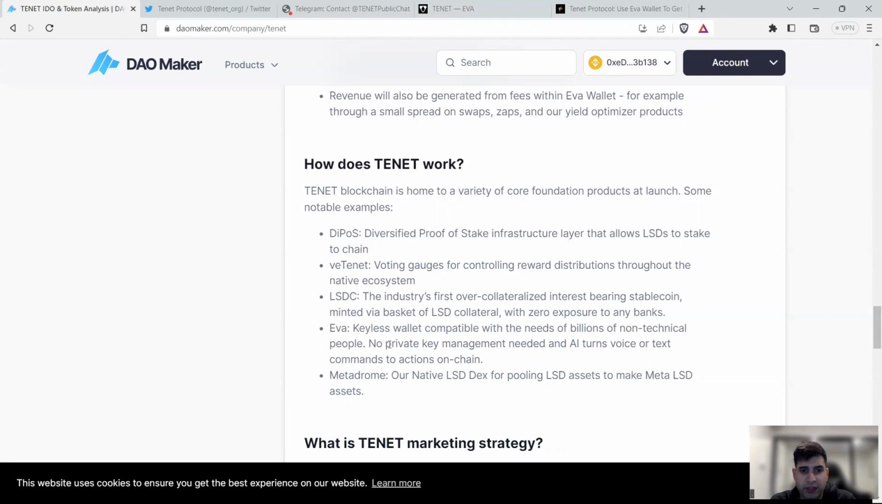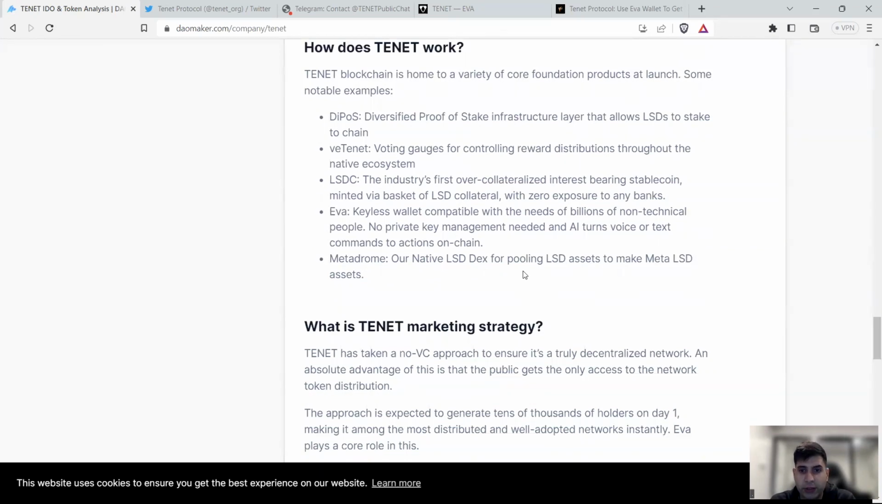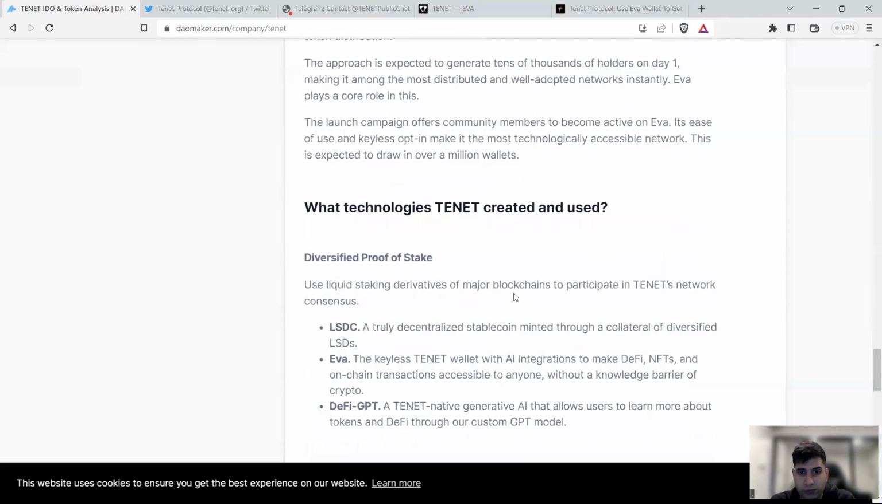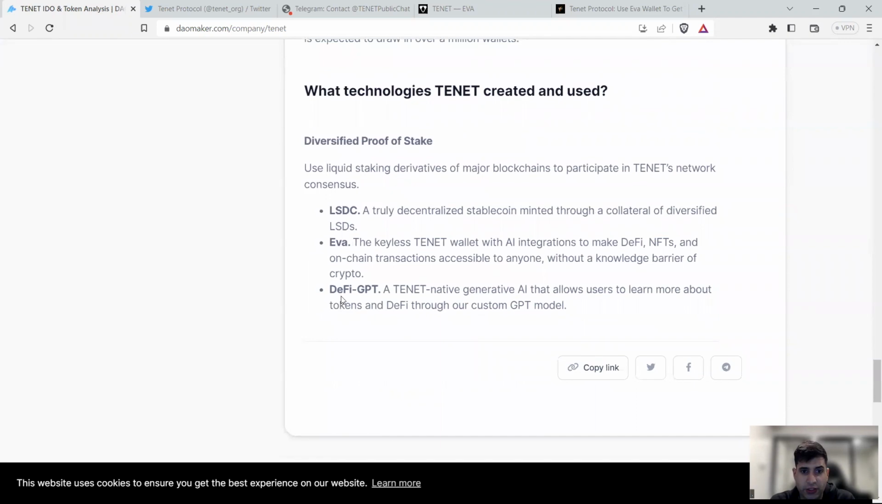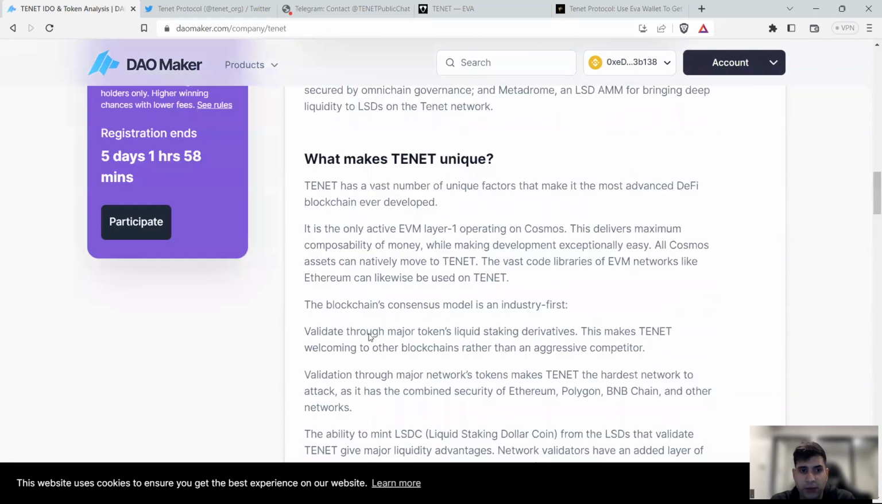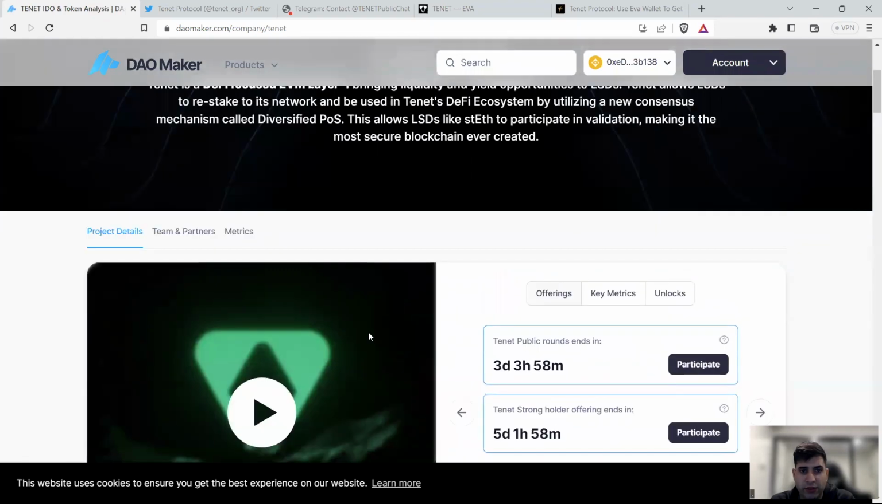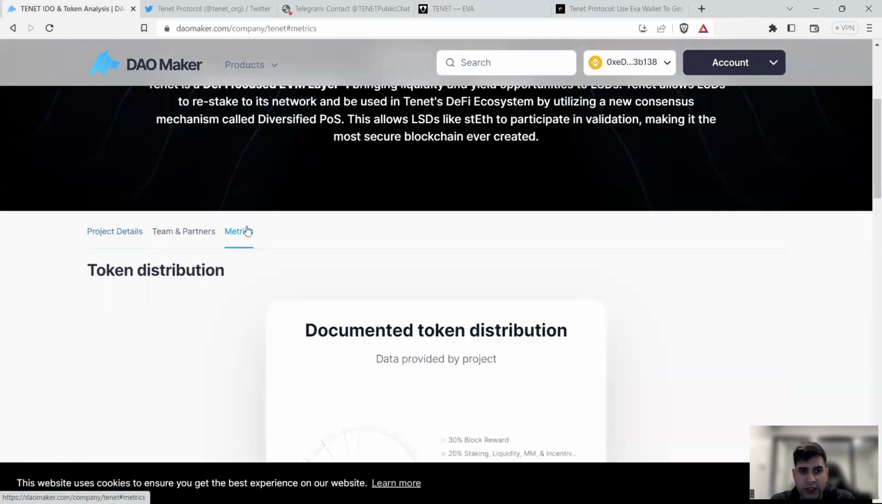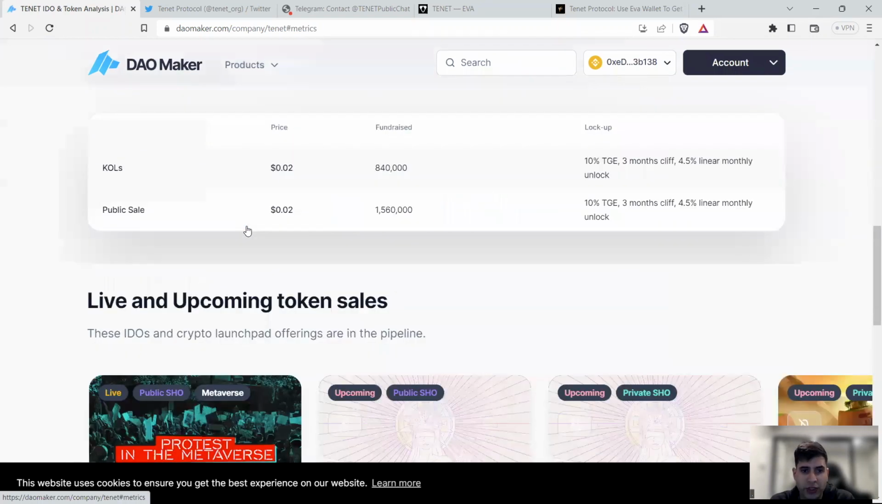They have the keyless wallet, which is compatible with both Android and Apple. It's aimed at non-technical people and has no private key management, so it uses voice or text commands to take action. And then they're going to have their own DEX as well. So these are the technologies, as I mentioned: DeFi, GPT, LSTC, and EVA are the main components. And then there's the metrics and tokenomics. I've mentioned the utility of the token.